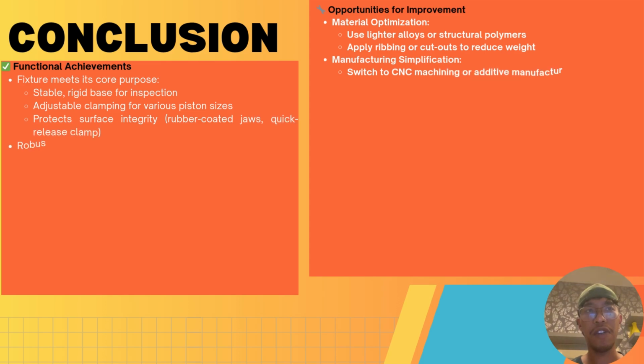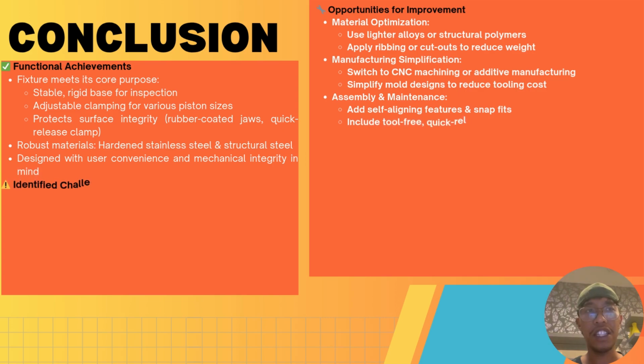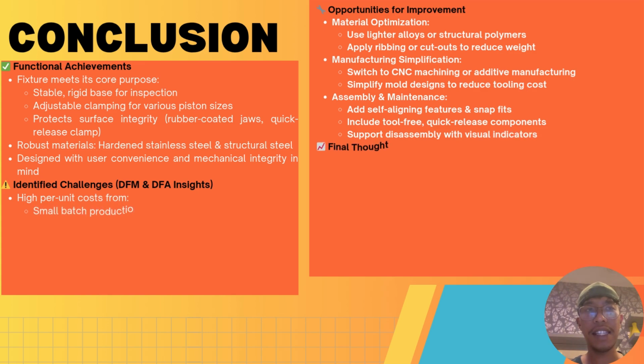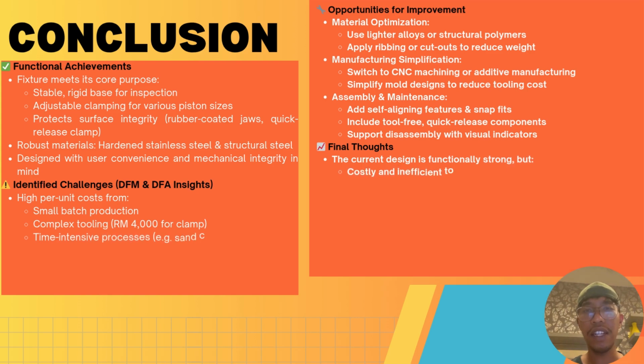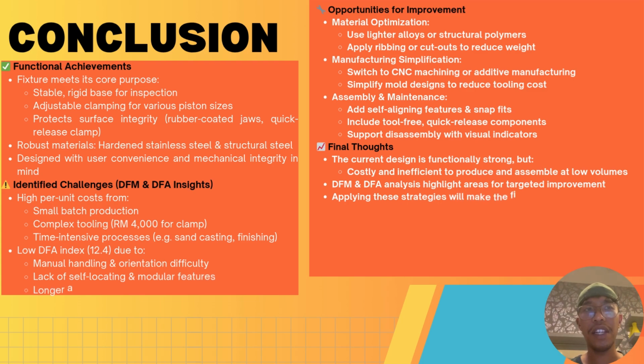So first, functional achievement: the fixture meets its core purpose. It's stable, it has a rigid base for inspection, adjustable clamping for various piston sizes, and protects surface integrity with rubber coated jaws and quick release clamp. We use robust material, hardened stainless steel and structural steel. We designed it with user convenience and mechanical integrity in mind.